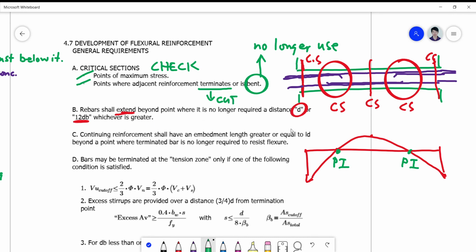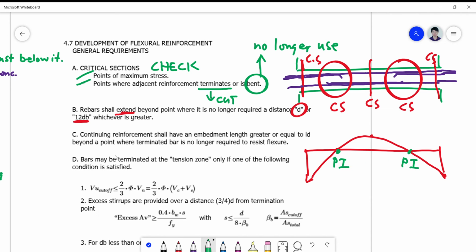What is that for? The reason for that is to provide factors of safety in case your moment diagram shifts from left to right or right to left due to unexpected loading conditions. Okay, so that's the reason for that.